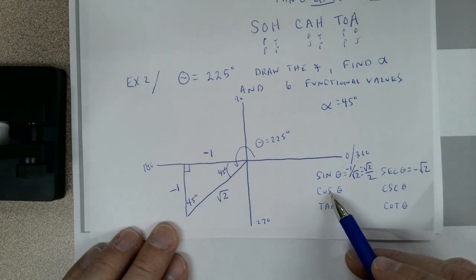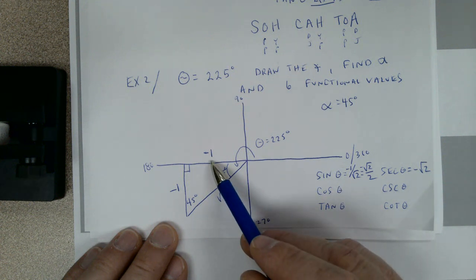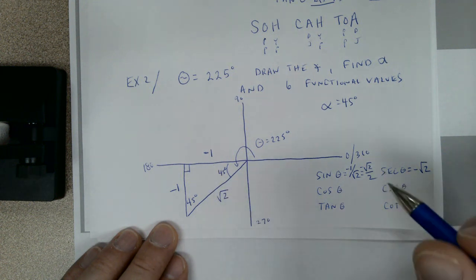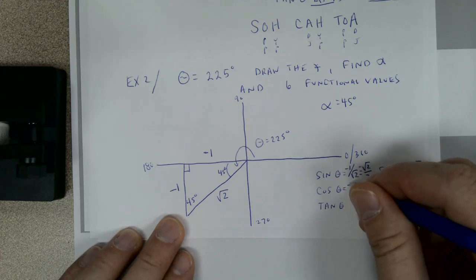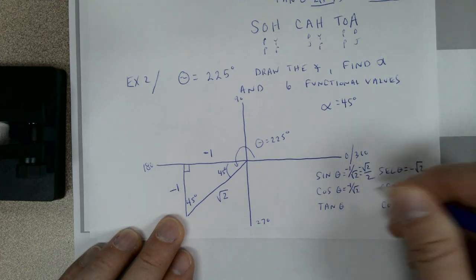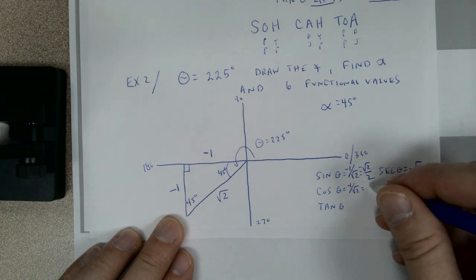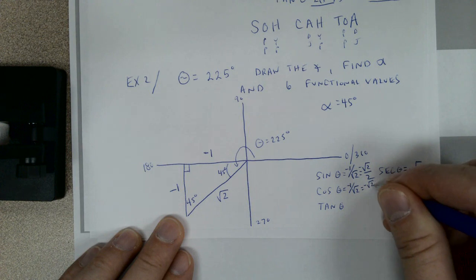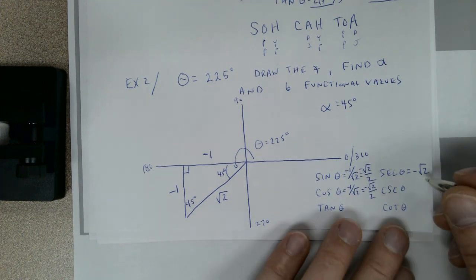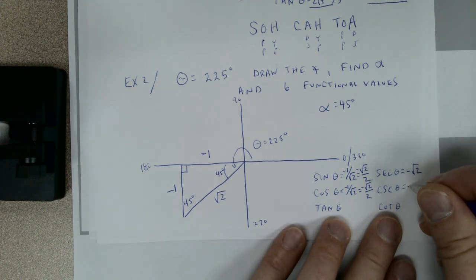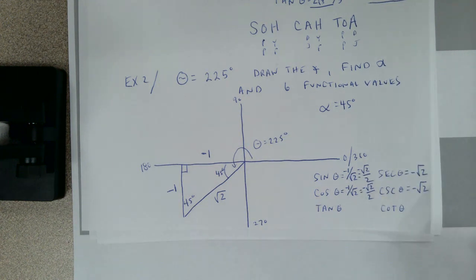For my cosine, that's going to be the adjacent over the hypotenuse. Well, the adjacent again is -1. So again, I'm getting the same value here, which is negative radical 2 over 2. Cosecant's also still going to be negative radical 2.